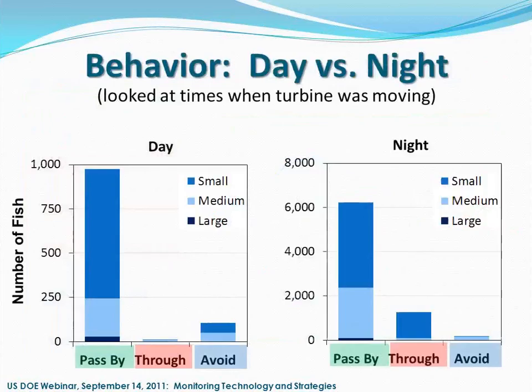You see that these behaviors were seen both day and night, but what you see is that at night, more of the smaller fish actually went through the device. And what you'll see is that there's more avoidance proportionally during the day than at night. So next slide.